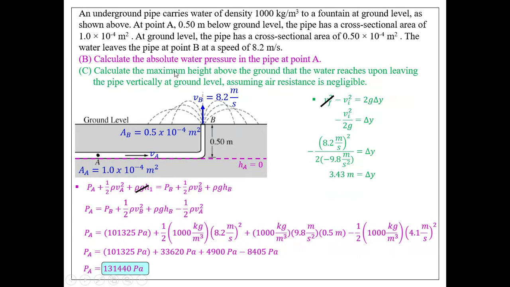But the question asks for height, which is a scalar quantity. So while I solved for displacement, I'm just going to leave my answer as a positive answer here because it asks for maximum height, and height is a scalar. So that is my answer, which is 3.43 meters. So the water will rise 3.43 meters before it falls back down in the vertical direction.